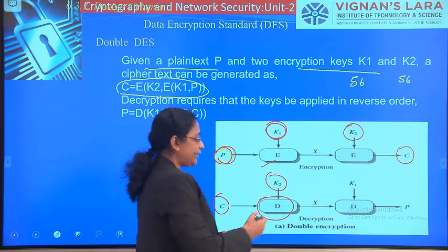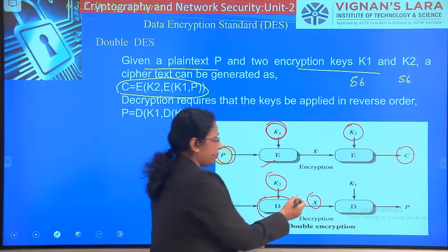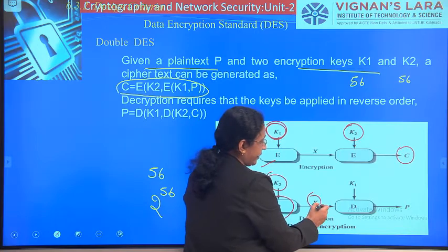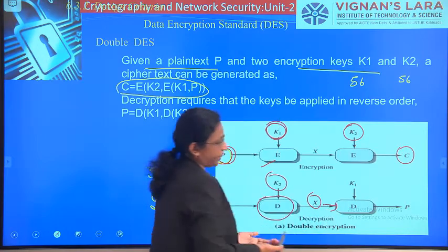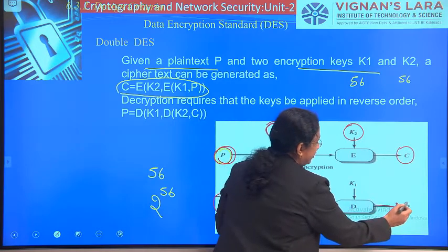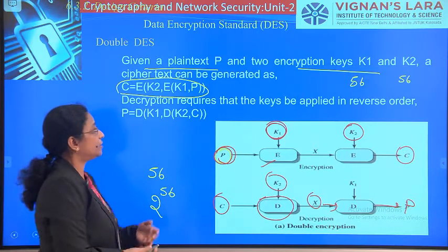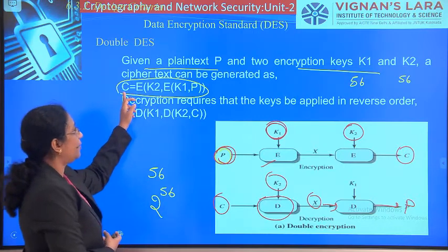Then you will be getting some plain text X. Whatever plain text X you get is again decrypted with the key K1. So finally the receiver will be getting the plain text. That is the equation given to obtain the ciphertext.